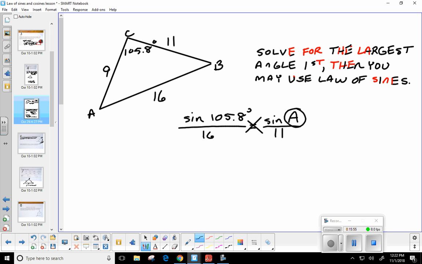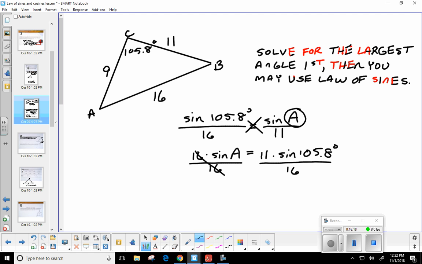Okay, so this is going to give me that 16 times the sine of A is equal to 11 times the sine of 105.8. Well, how do I get sine A? Yeah, go ahead and divide through by 16 now. Those are going to cancel. So I know that sine of A is equal to this right here.